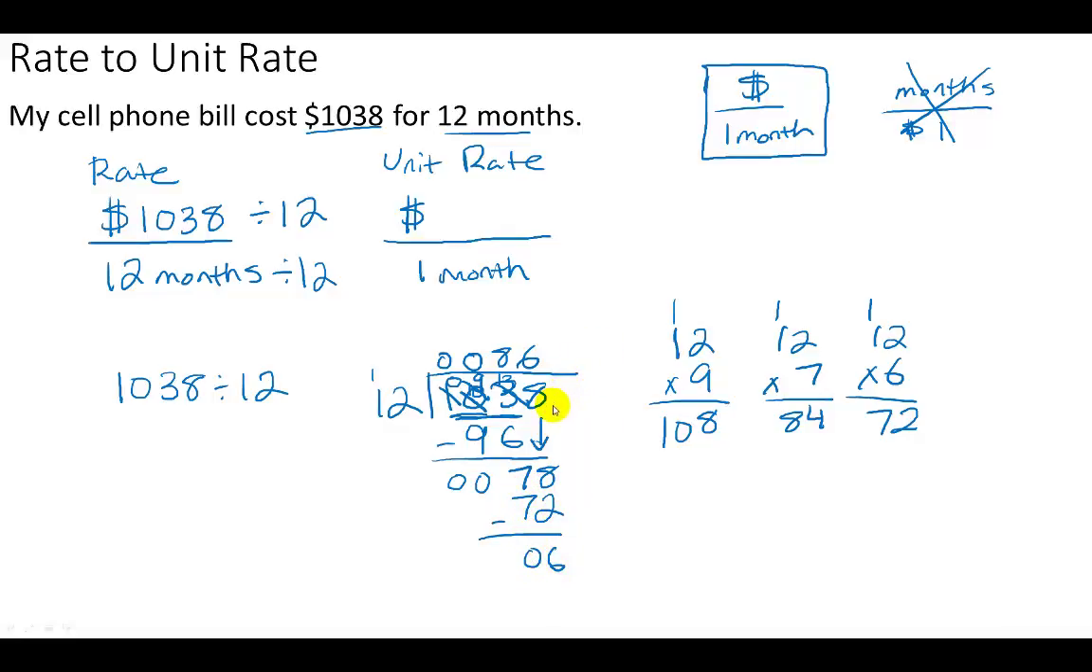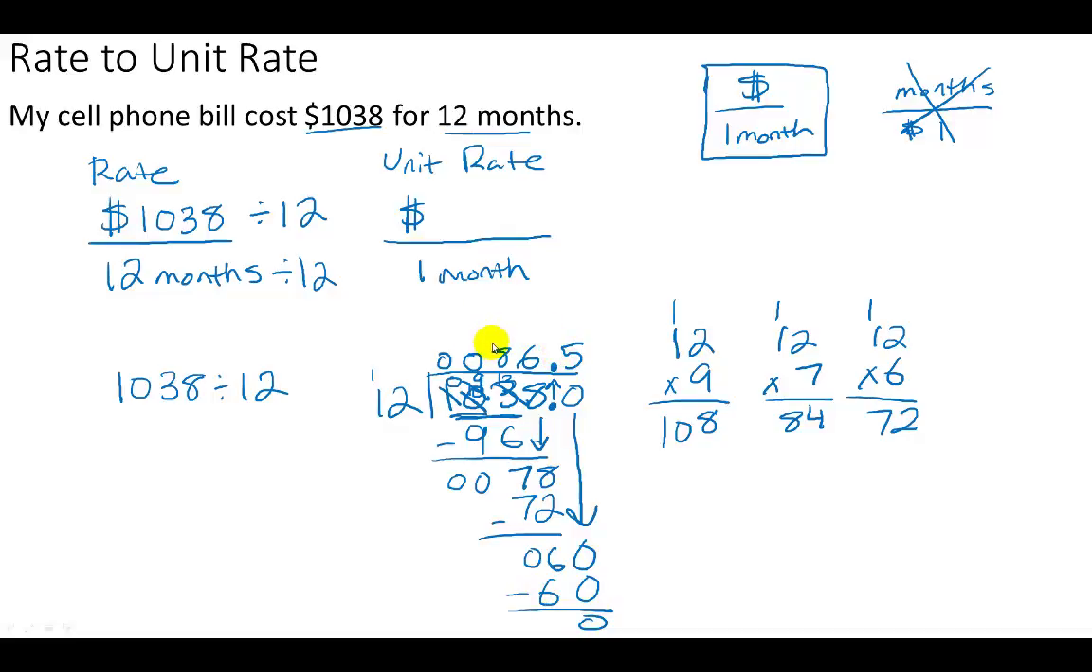We're not done. I'm going to add a decimal. I need to bring the decimal up. And now I have a 0, and I bring that down. 12 goes into 60. I'm going to say 5 times. 5 times 2 is 10, so 0. 5 times 1 plus 1 is 6. 60 take away 60 is 0.